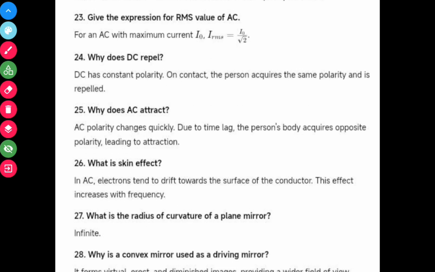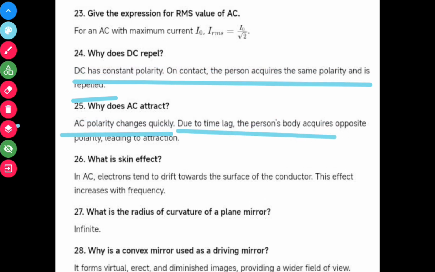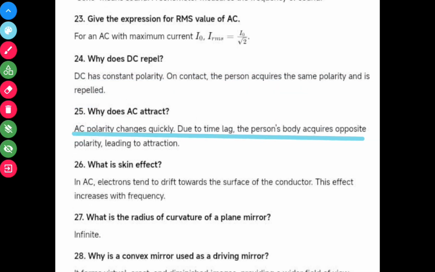Why does DC repel? DC has constant polarity. On contact, the person acquires the same polarity and is repelled. Why does AC attract? AC polarity changes quickly due to time lag. The person's body acquires opposite polarity, leading to attraction. DC has constant polarity, AC has changing polarity.